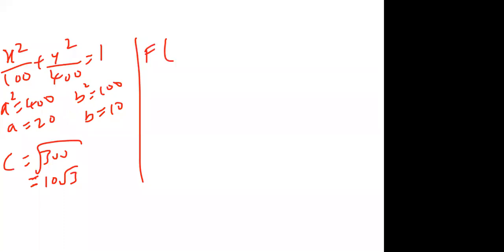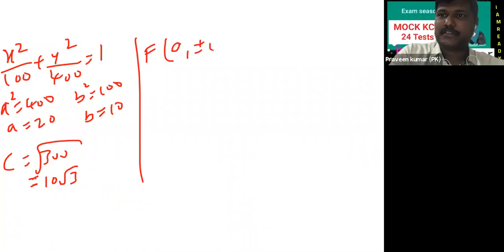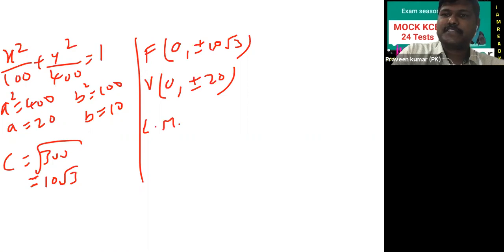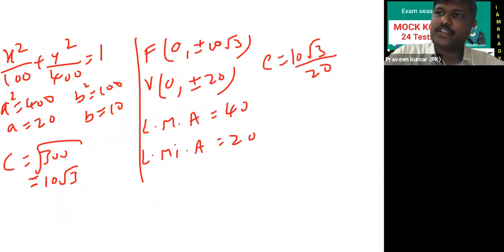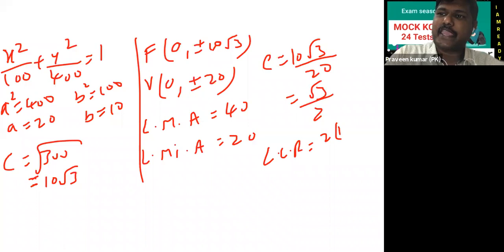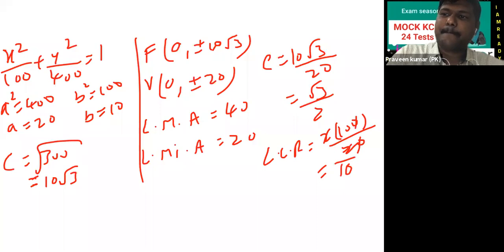Focus plus or minus. It is y, no? 0 comma plus or minus 10 root 3. Vertex 0 comma plus or minus 20. Length of major axis 2 20s are 40. Length of minor axis 2 10s are 20. Many questions, if you do only, will get correct exactly. You'll remember. Others will forget very fast. C by A, 10 root 3 by 20, root 3 by 2. Correct. Length of latus rectum 2b square by A, which is 10.